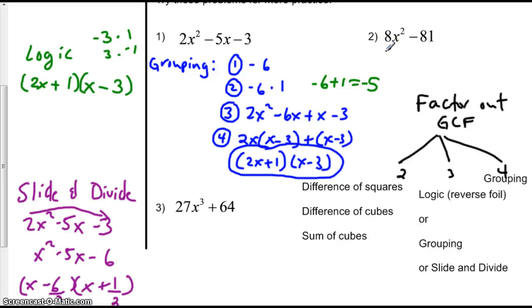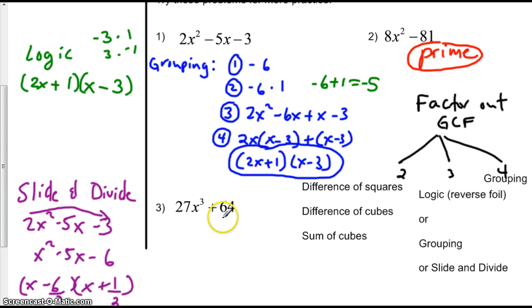So it turns out that this cannot be factored at all, because 8 is not a perfect square, and everything has to be a perfect square if we're going to be able to factor using difference of squares. So our answer to number 2 is prime. It's not factorable. You can't divide anything out. It's prime.